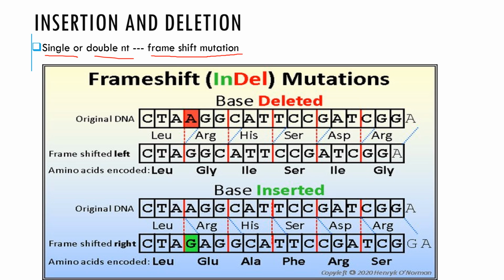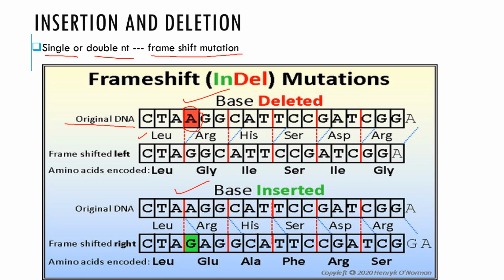Okay, now we will discuss base deletion or base insertion. Firstly, we will discuss base deletion. As you can see, this is the original strand of DNA, and that has leucine, arginine, histidine, serine, aspartic acid, arginine, and various other amino acids present. But if at this point this adenine is deleted, you will see that the whole open reading frame has been shifted or changed.